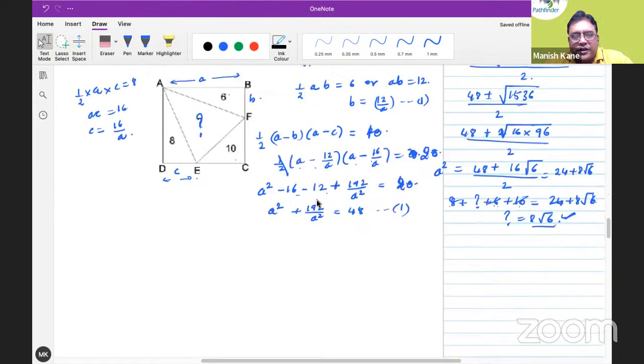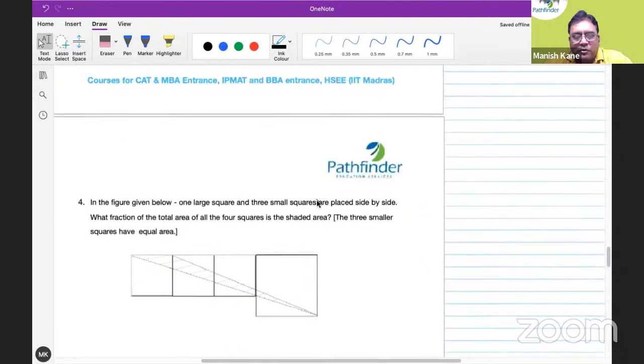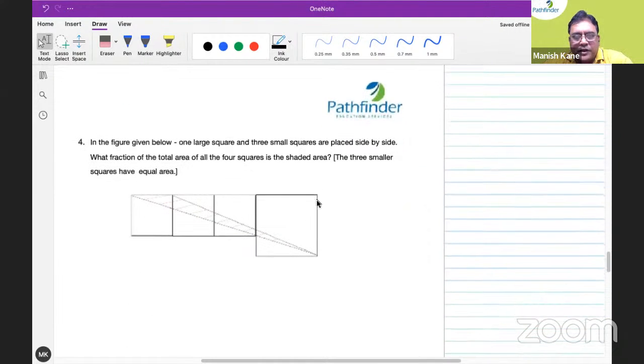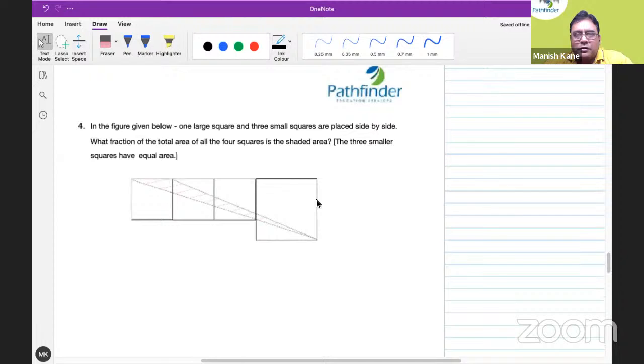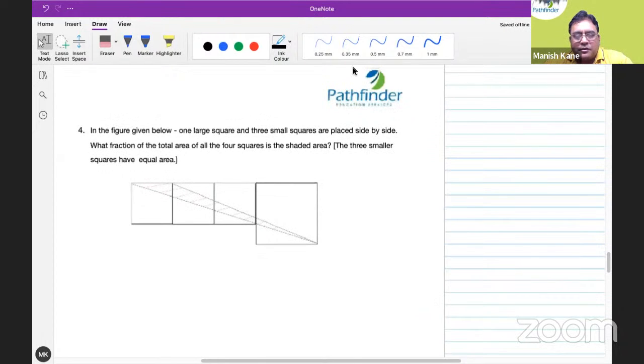So one more challenging question, I think we have space only for one more. Now this is another very interesting question. In the figure given below, one large square and 3 small squares are placed side by side. What fraction of the total area is shaded? Now this is your shaded area. It is not visible clearly, so I'm just shading it properly.